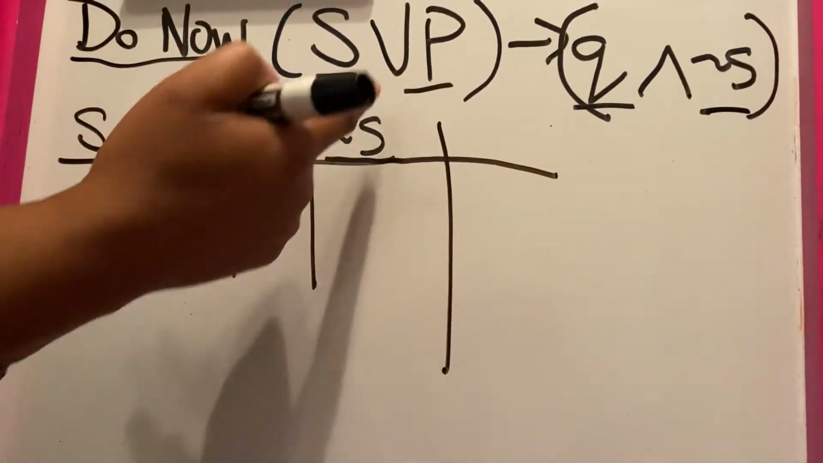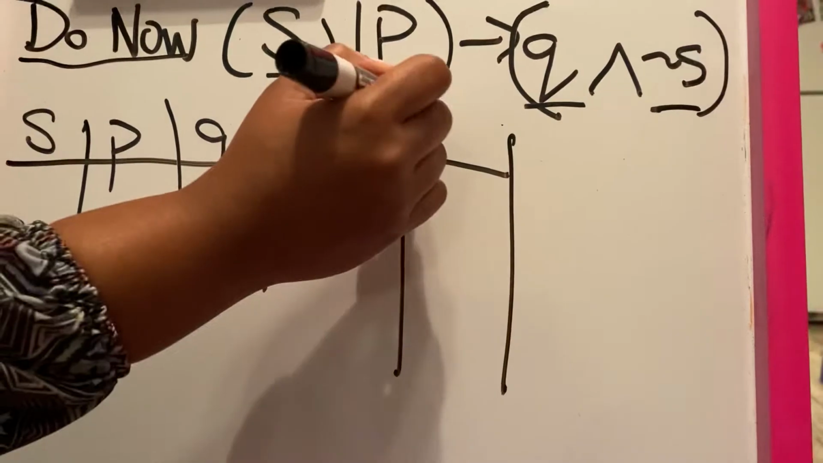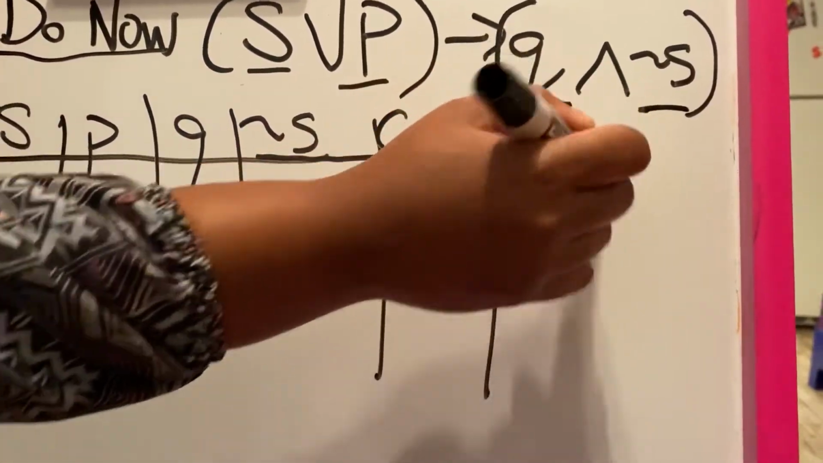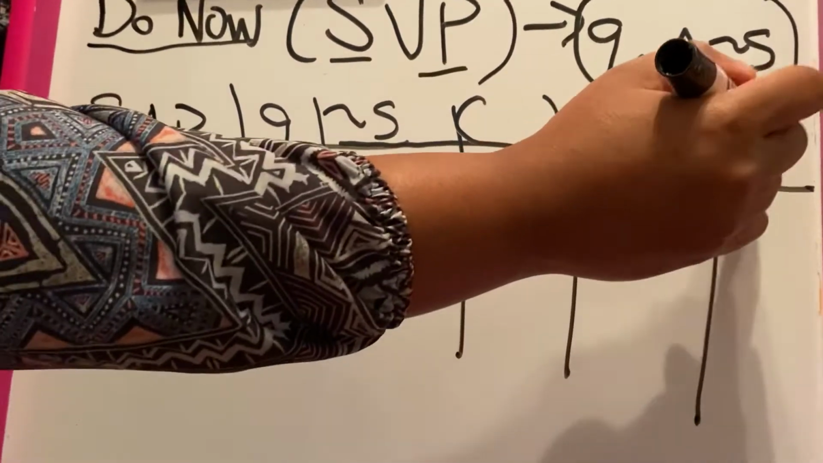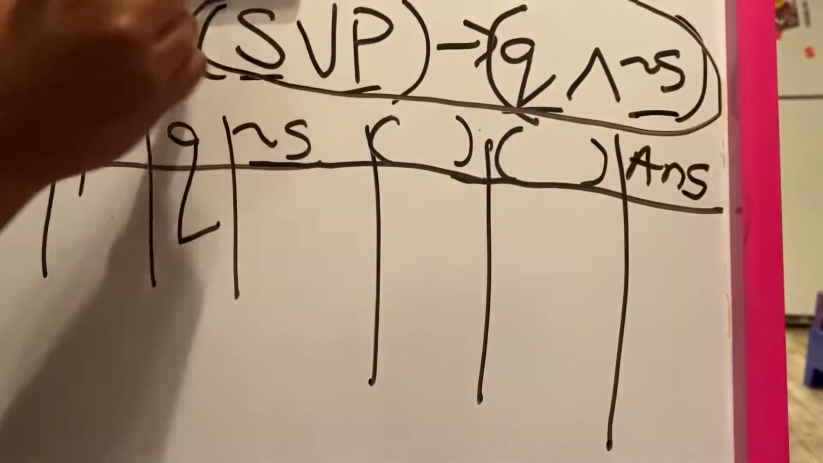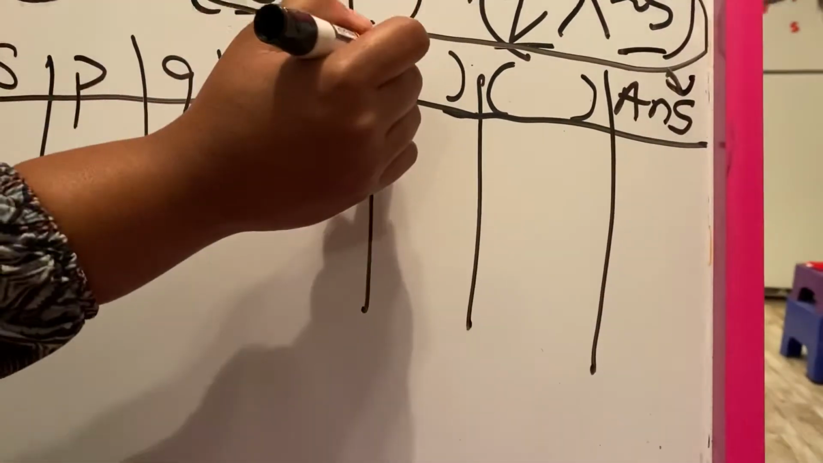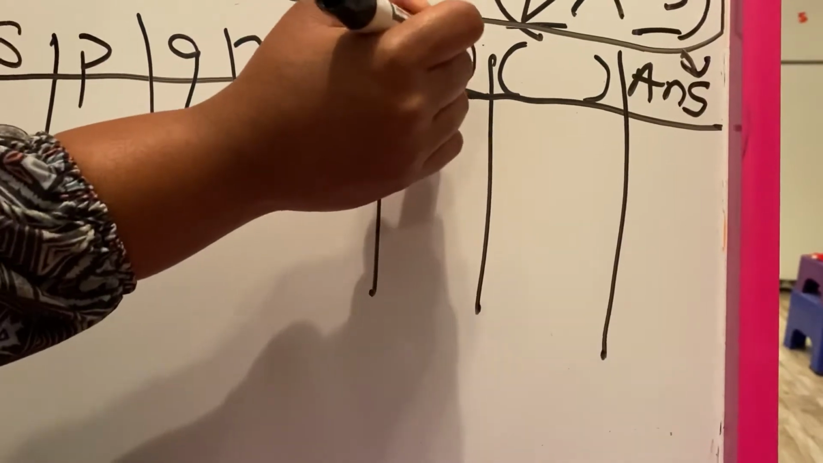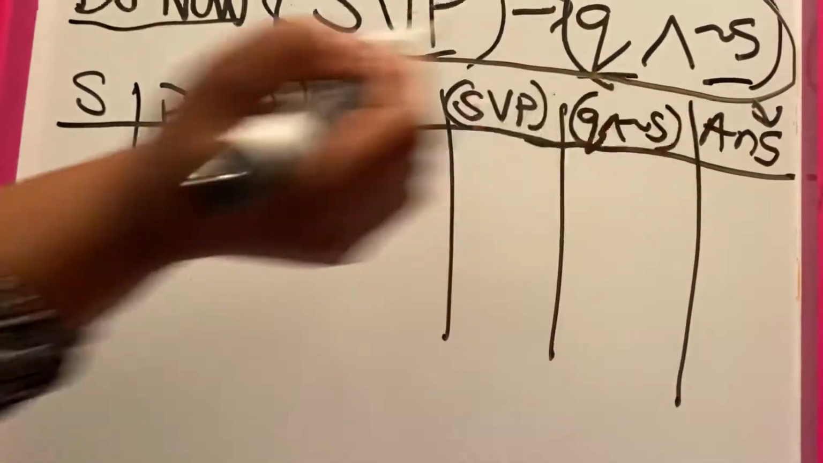I also know that I have 2 parentheses, so I need a column for those parentheses. And then my last column is going to be for my answer. This whole statement goes right in here. Okay? So we have S or P, and then we have Q and not S.